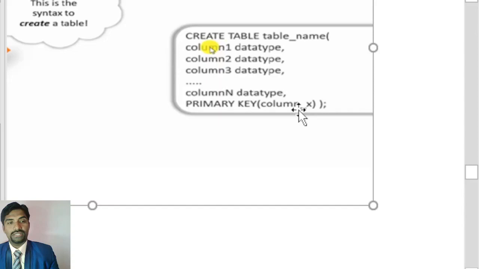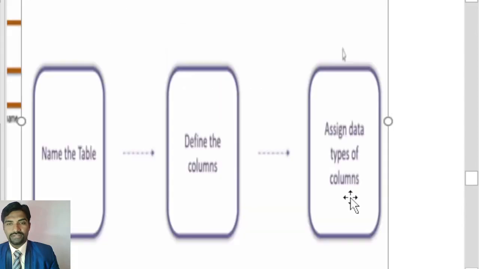Now we know how to create the table. For table creation, we need a name of the table, define the columns and assign the types of the columns. These are the major parts.